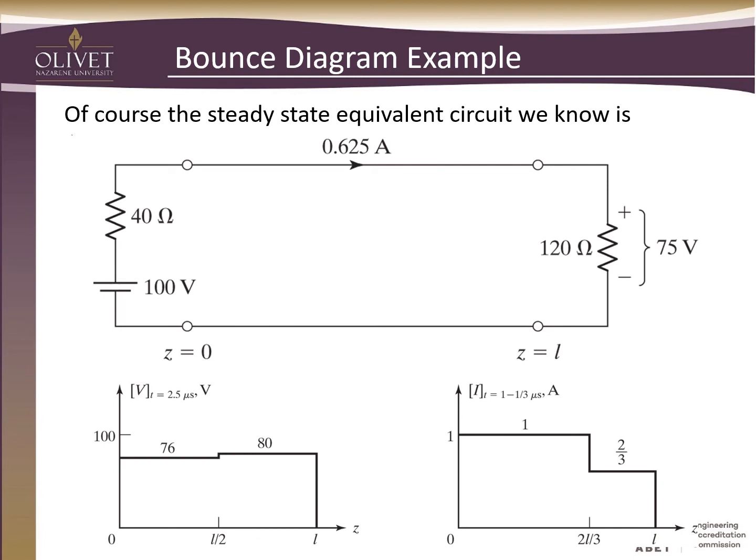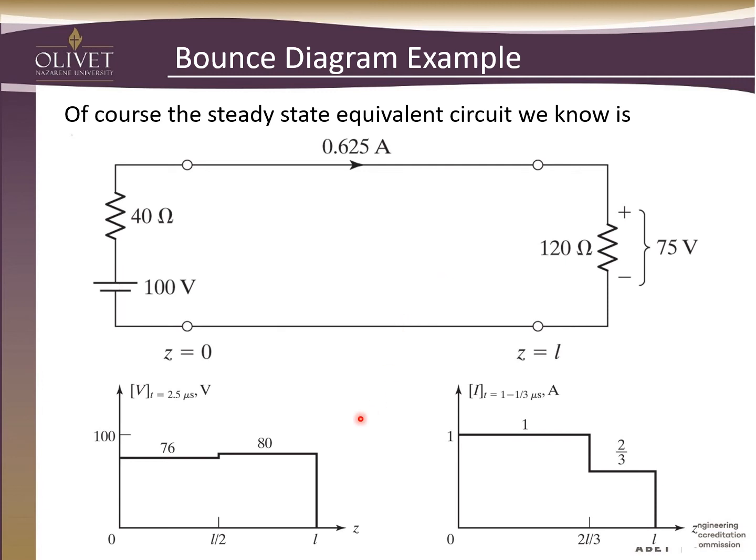Of course, the steady state equivalent circuit we can calculate from just our lumped circuit analysis, and we should be able to tell pretty quickly from Ohm's law that our voltage across this resistor would move towards 75 volts, and our steady state current would be 0.625 amps. If you were to continue down those bounce diagrams on each side and continue to add things up, you'd see it would incrementally approach these two numbers, and those would be our steady state numbers.